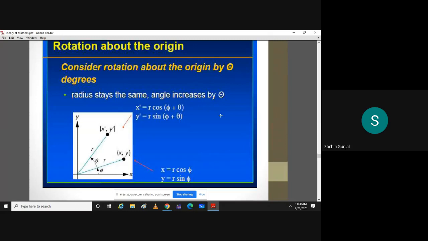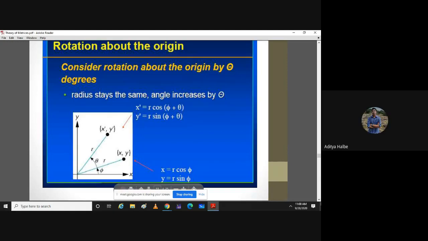Okay. Now, what is r cos phi? Look at x dash. What is r cos phi? X. So x dash is equal to x cos theta minus y sin theta. What is y dash? R sin phi. What is r sin phi? Y. So y cos theta plus, what is r cos phi? X. So x sin theta. Got it?